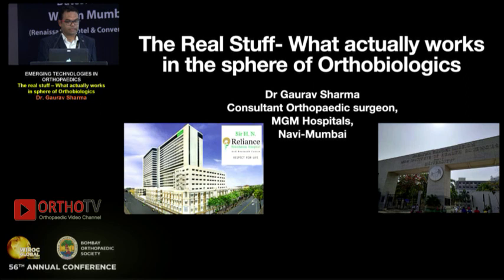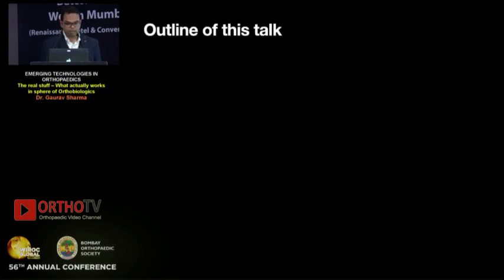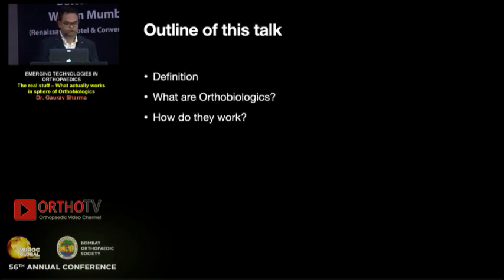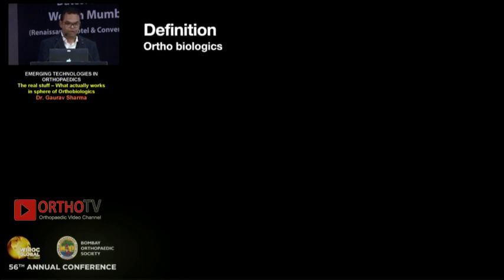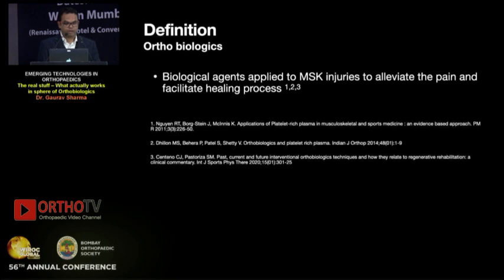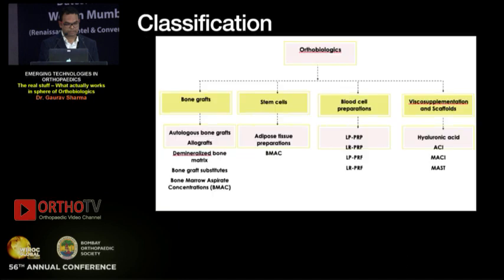So the topic is real stuff, what actually works in the sphere of orthobiologics. The outline of this talk would be, first, the definition: what are orthobiologics, how do they work, clinical applications, and the present evidence. Orthobiologics are biological agents which are applied to musculoskeletal injury to alleviate the pain and facilitate the healing process.